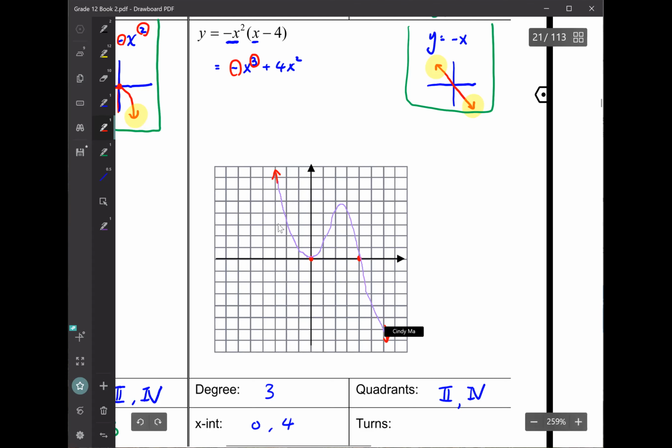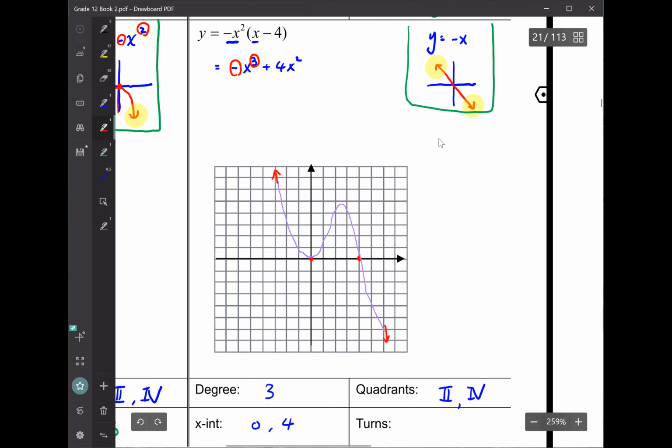Okay, so looks like you have a bounce at 0. How do you know there's a bounce at 0? Cindy, how do you know you bounce at 0? I don't know, I just guessed. Oh, you just guessed. Okay, do you remember the rule for bouncing?